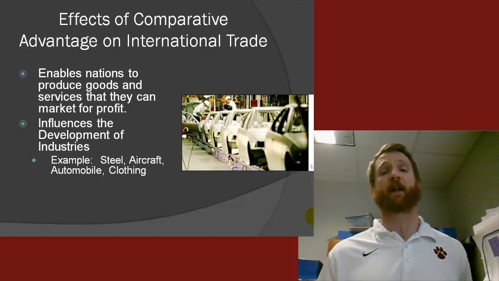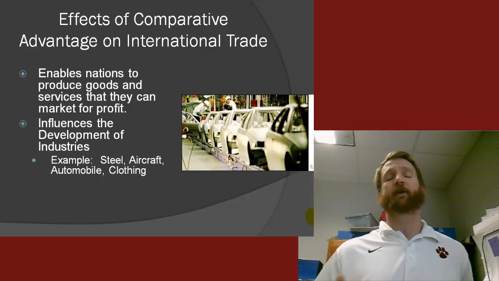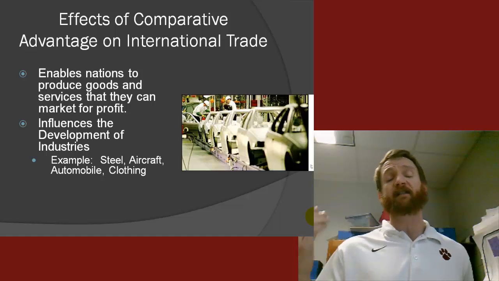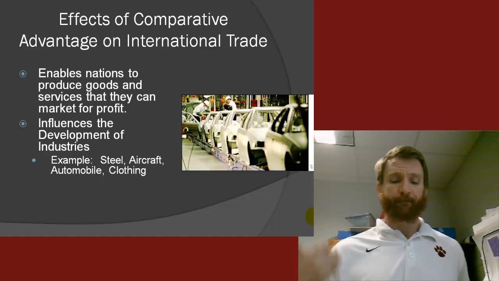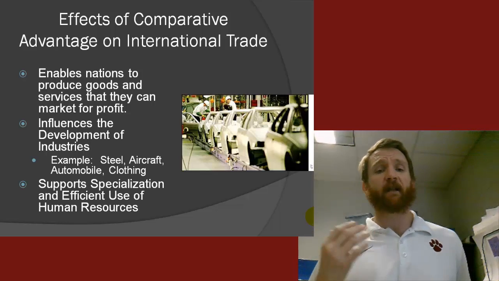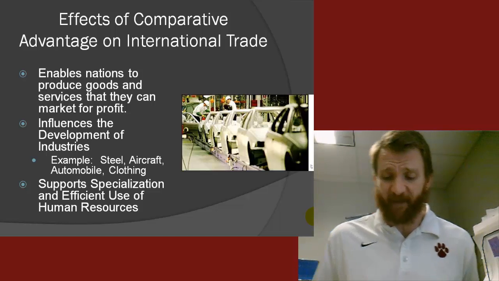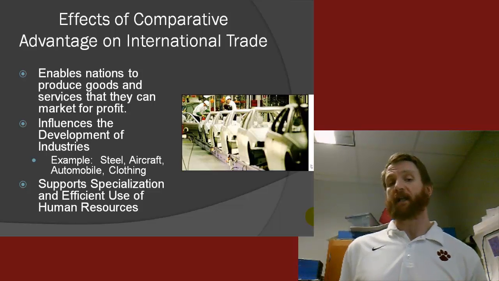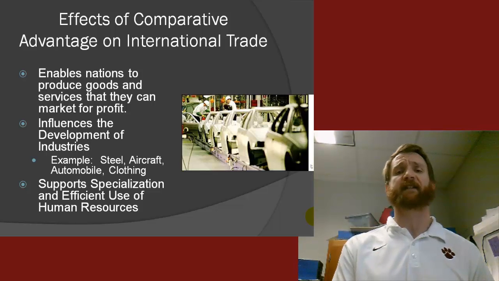And lastly, it's clothing. You're only going to produce the things that are compatible with their human, natural, and capital resources. Southeast Asia produces a lot of clothing. Central America produces a lot of clothing, primarily because it's compatible with their human resources. Okay? And comparative advantage supports the specialization and the efficient use of human resources, and that's what we've talked about repeatedly. So specialization and efficient use of human resources is one of the effects of comparative advantage.